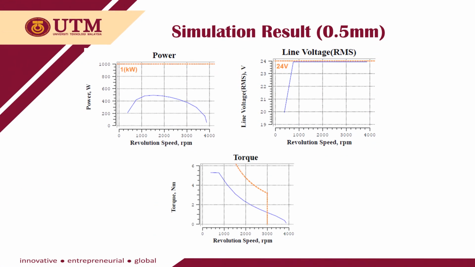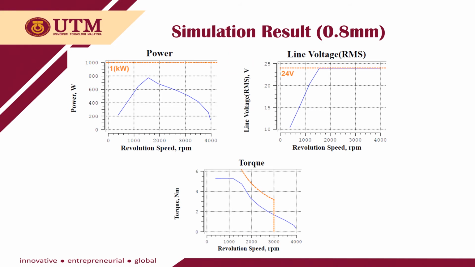Next is the simulation result. This is the simulation result for 0.5 mm coil thickness. The highest power it can produce is 500 watt, and 24 volt is reachable at 800 rpm, while at the start the torque is at 5 Newton per meter. It decreases slowly when the speed increases.